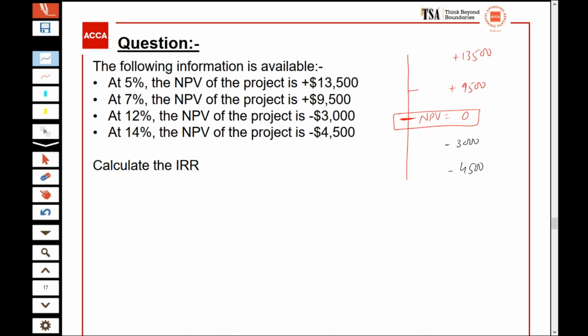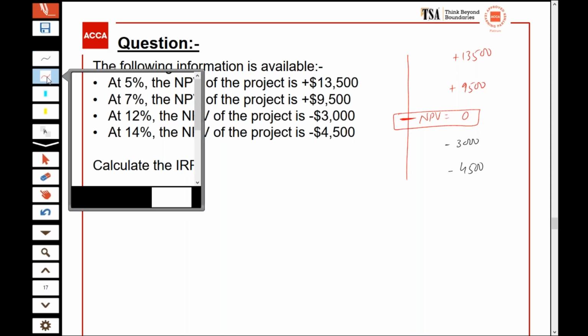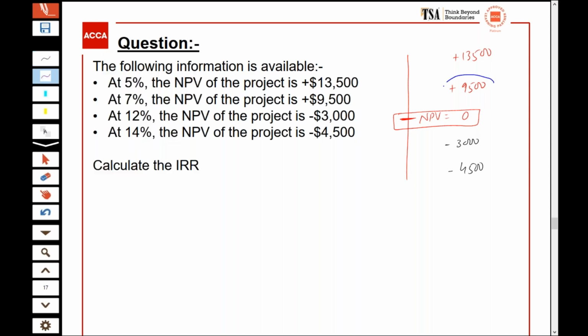We have to go to the 0 NPV and select those two figures which are near to 0. And near to 0, we have got these two figures. So we will be selecting this and this because we have to go to the 0 NPV.